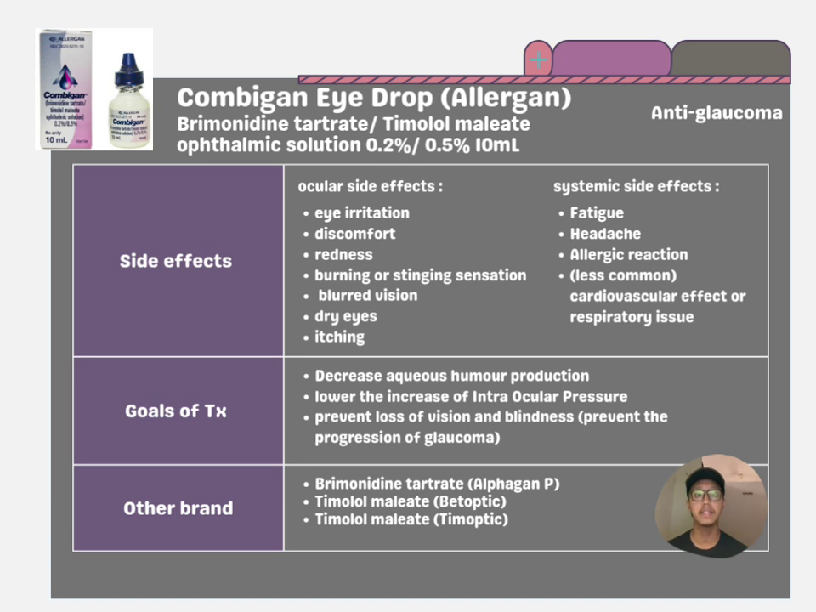Combigan combines these two drugs, which are brimonidine tartrate and timolol maleate, to utilize the complementary mechanism of action for a more effective reduction in IOP than either drug alone. This combination can be particularly beneficial for patients who require more aggressive management of their IOP or who are not adequately controlled on a single medication.